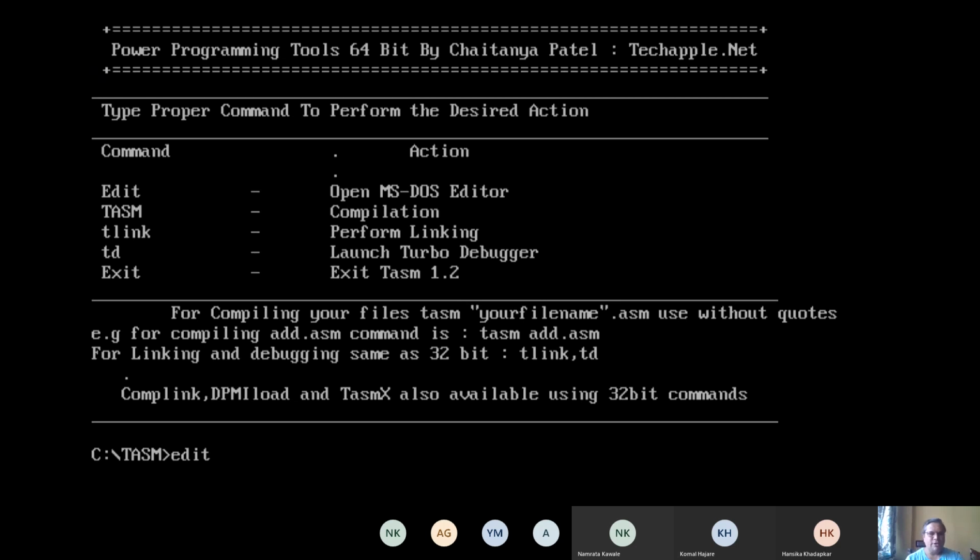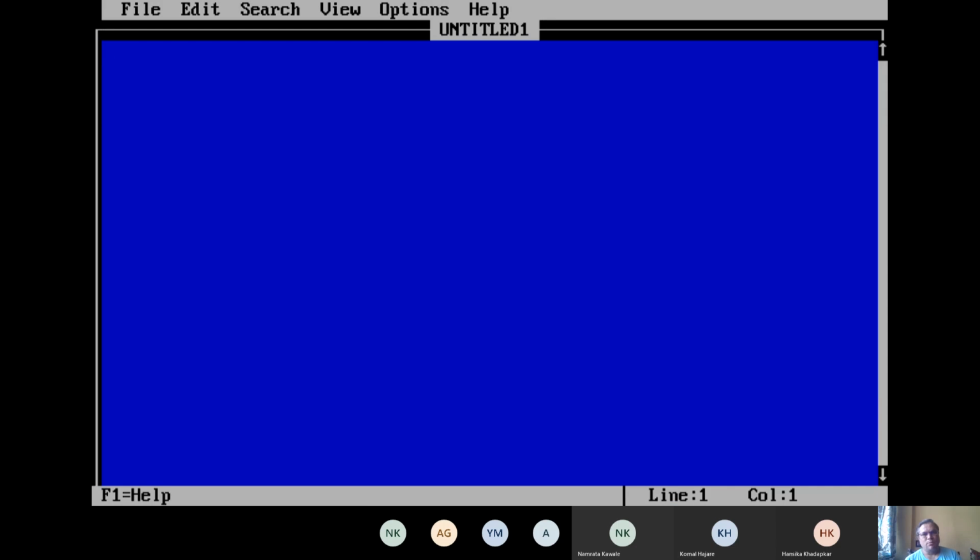So I will go to edit. It will open a blank window. As you know, we need to use the command .model small at the beginning. This is compulsory. Data segment and stack segment are not compulsory, so I will skip them. Directly I will write .code, the code segment. Inside that we require .startup, so I will write .startup as the initial command.